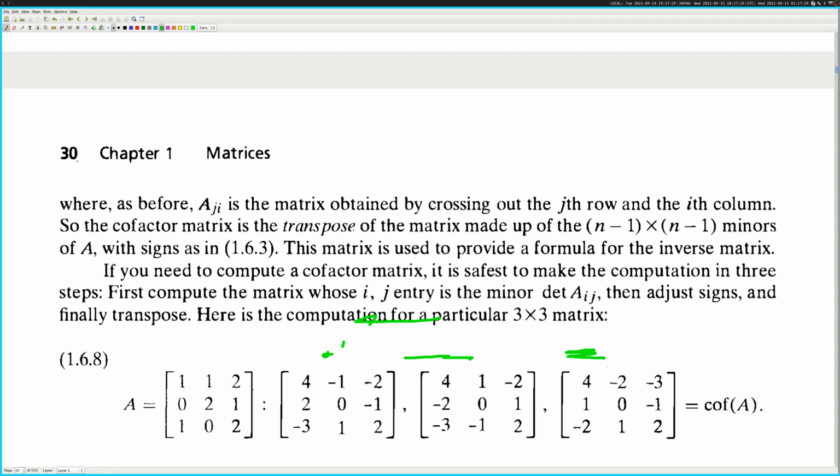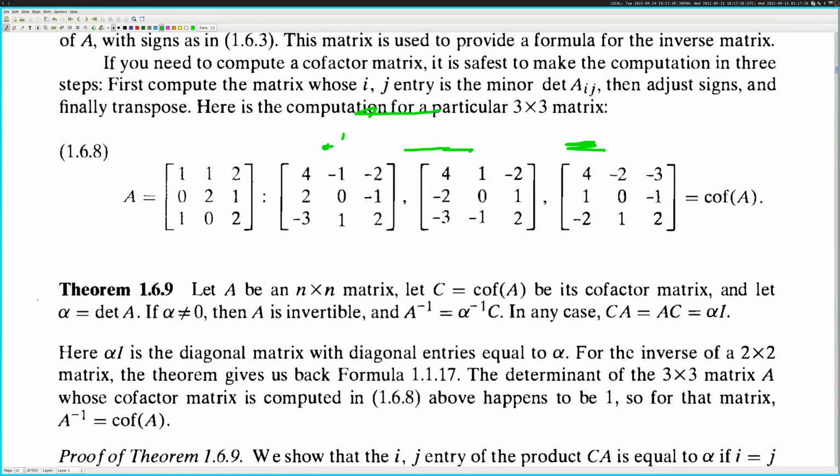I don't have the pointer with me, I do, but I don't feel like plugging it in right now. If I need to write something, I'll plug it in. Theorem 1.6.9.